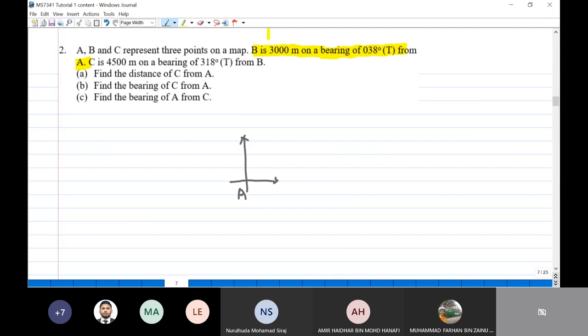So where is B now? B is 3000 on the bearing of 038. Okay, so this is North. That means 038 is 38 degrees. Then 3000 meters away, this is your B. Alright, so from B onward, what will you do?